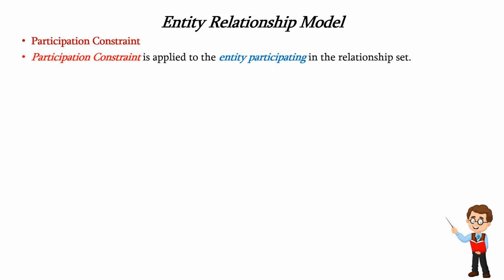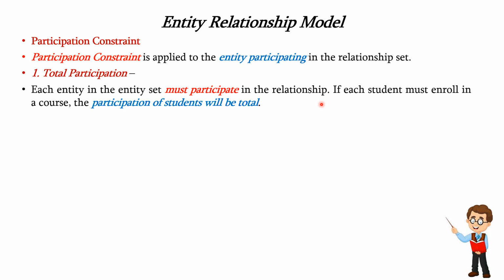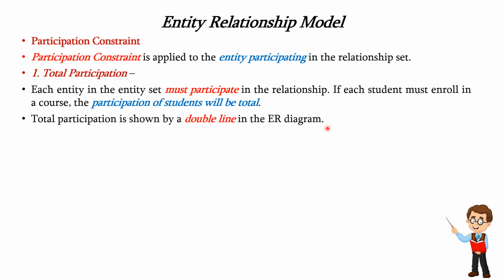Next, let us see about the participation constraints. It is associated with the relationship set, and it is applied to the entity participating in the relationship set. We have two types of participation, total participation and partial participation. First we'll see total participation. Each entity in the entity set must participate in the relationship. If each student must enroll in a course, the participation of the students will be a total participation.